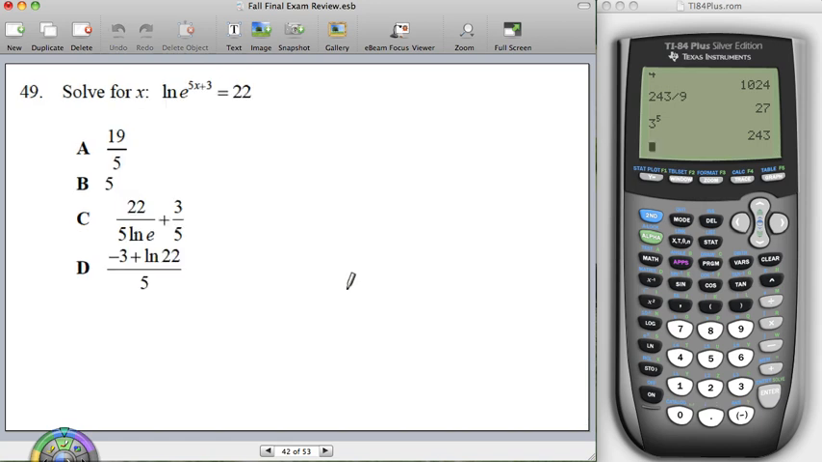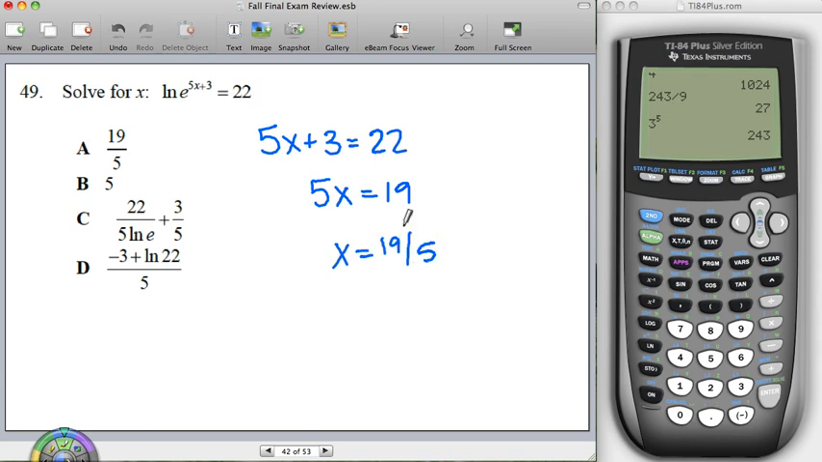41, same thing, your natural log is the same thing as a log base e, so that cancels out, so you're left with 5x plus 3 equals 22. Subtract 3 from both sides, you get 5x equals 19, so x equals 19 fifths. So my answer for 49 is going to be A.